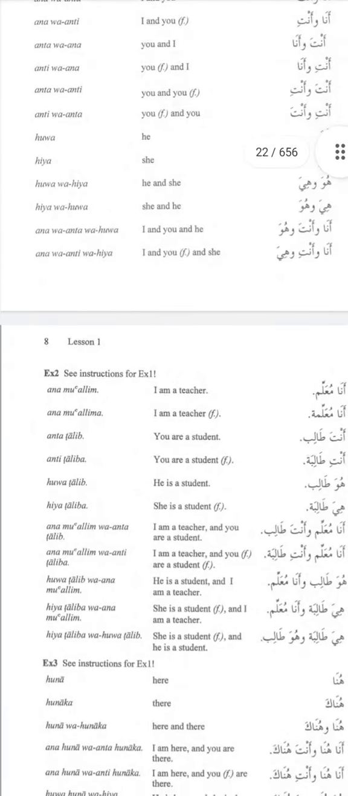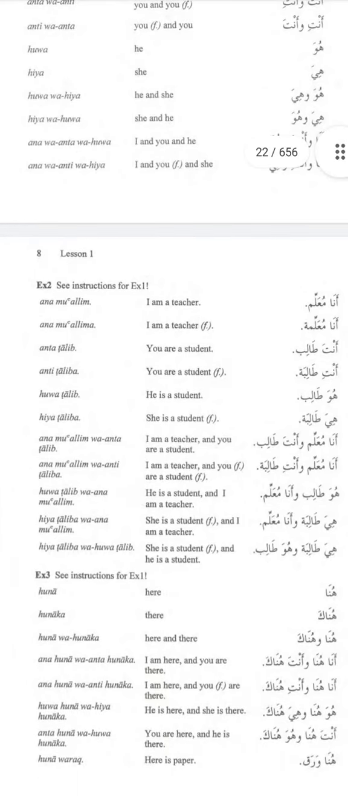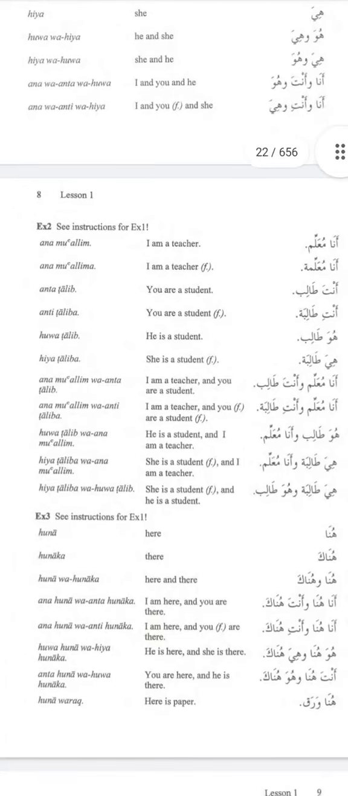So, Ana muallim, I am a teacher. Ana muallima, I am a female teacher. Anta talib, you are a student. Anti taliba, you are a female student. Huwa talib, he is a student. Hiya taliba, she is a student, female.